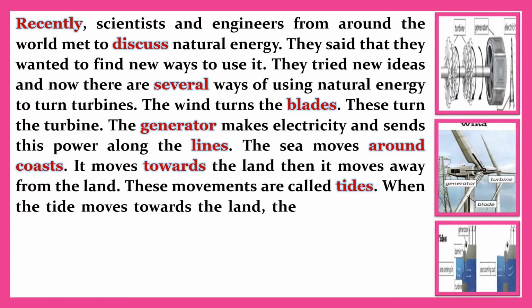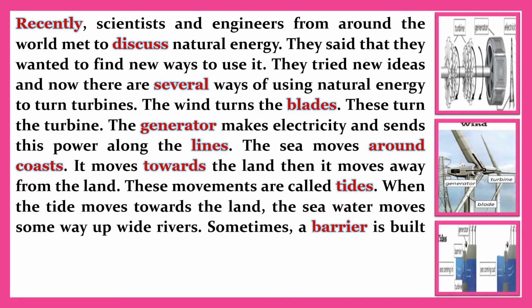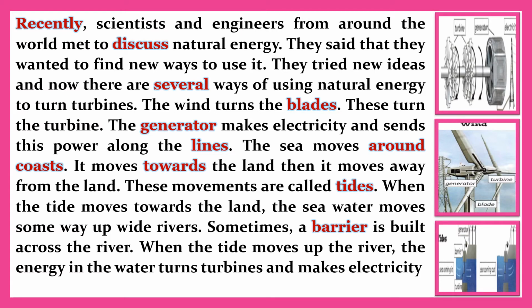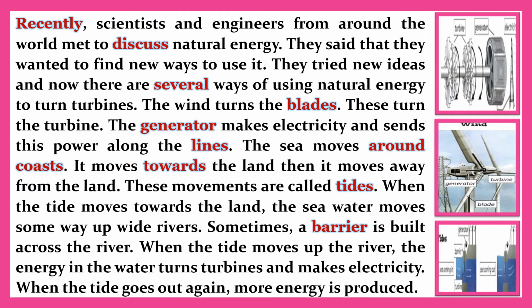The sea moves around coasts. It moves towards the land, then it moves away from the land. These movements are called tides. When the tide moves towards the land, the sea water moves some way up wide rivers. Sometimes, a barrier is built across the river. When the tide moves up the river, the energy in the water turns turbines and makes electricity. When the tide goes out again, more energy is produced.